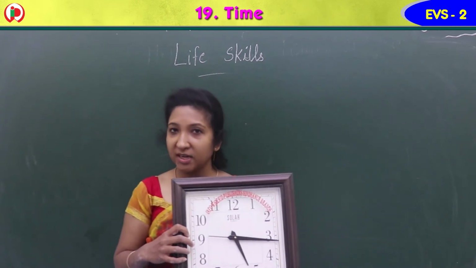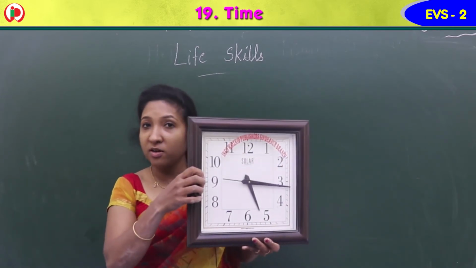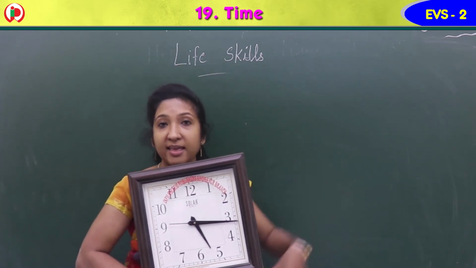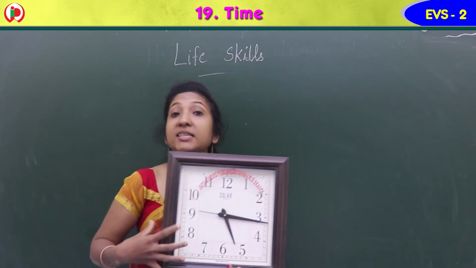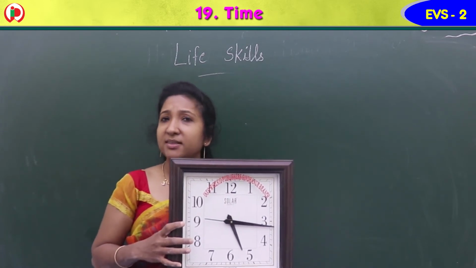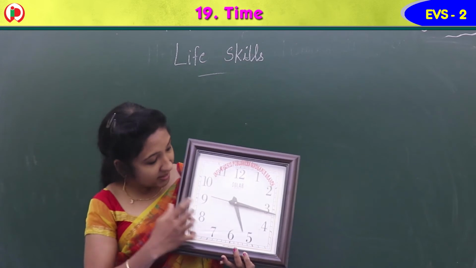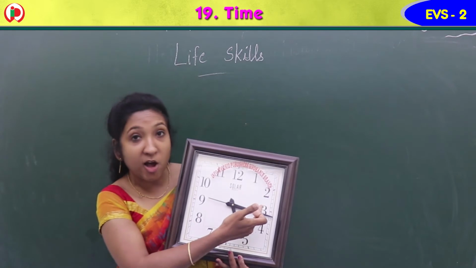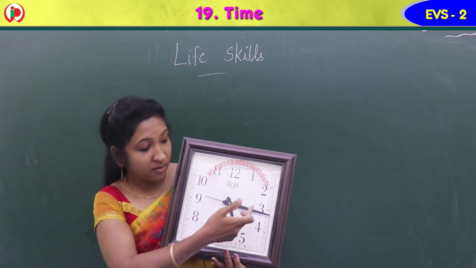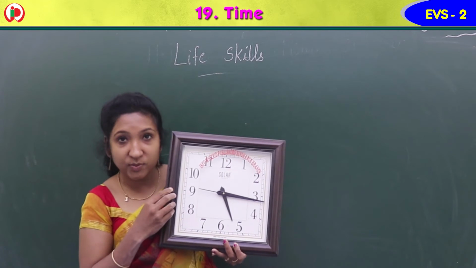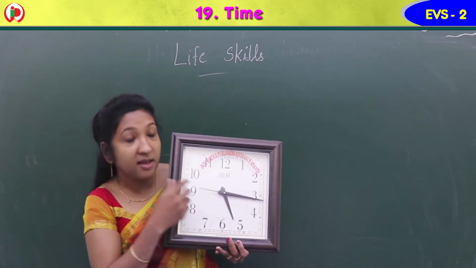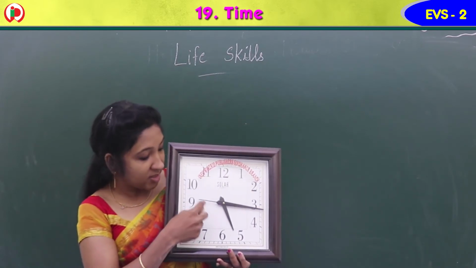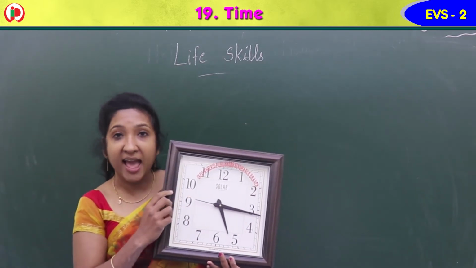Children, do you know how to read the time? We use clock or we use watch to know the time, isn't it? Yes. A clock or watch tells us time in minutes and hours. You can see two hands of the clock. You can see one is long and one is small, short. So the long one is called the minute hand, we say, and the short one is the hour hand. H-O-U-R, hour hand. And the one which is moving, it is the second hand, we say.